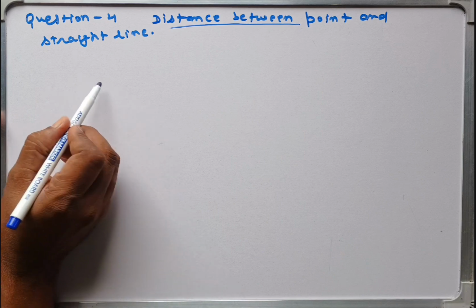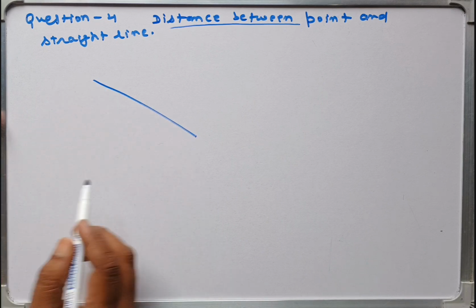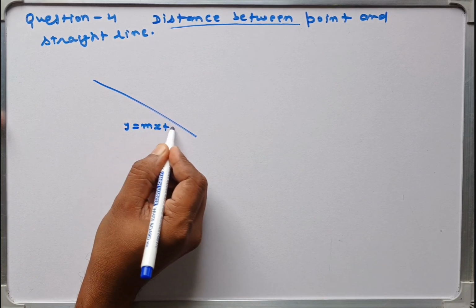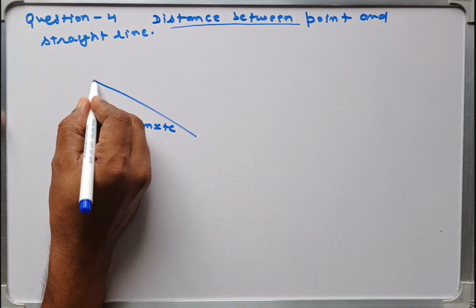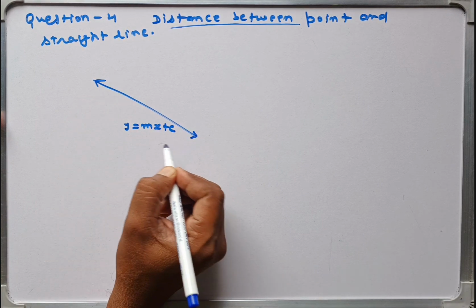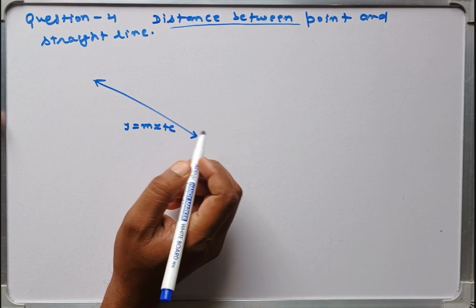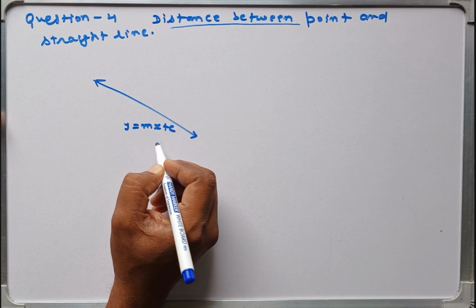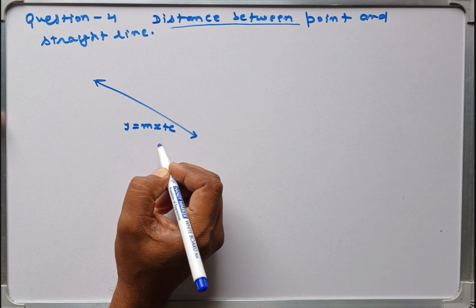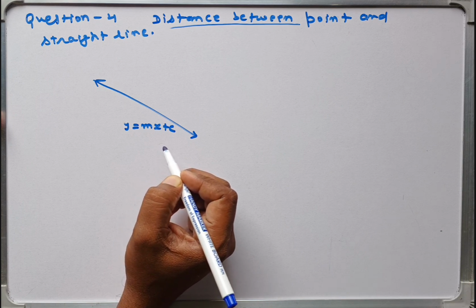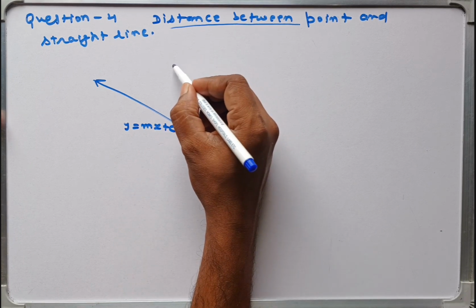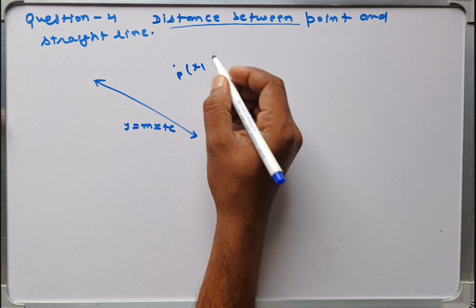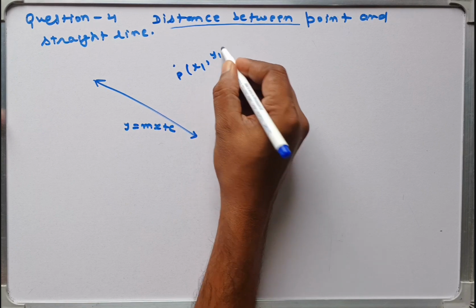Okay guys, first of all, you know what is meant by the distance between a point and a straight line. Okay, suppose guys, this one is a straight line whose equation in standard form is y equal to mx plus c, where m is the gradient or slope of the line, and c is a constant which indicates where the line cuts the y axis.